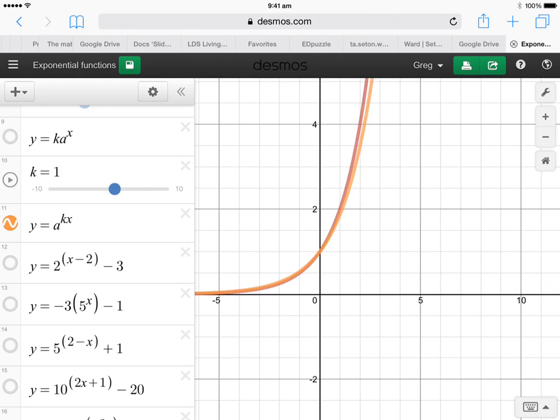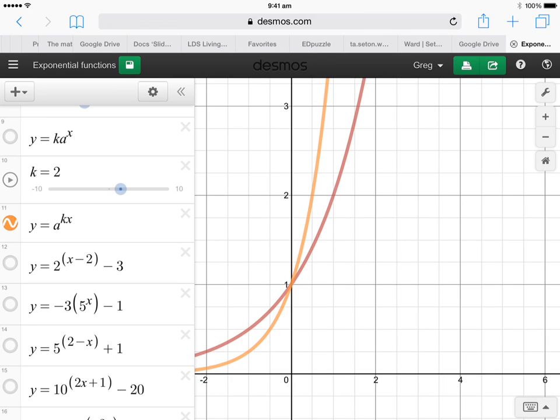So let me stop it over here at 2. Sorry, this is 2 to the power of 2x rather than just 2 to the power of x. So if we look at our x values, the x values are going to be double what they were.